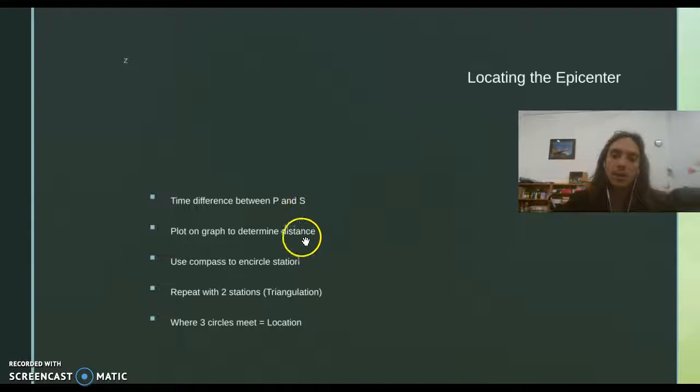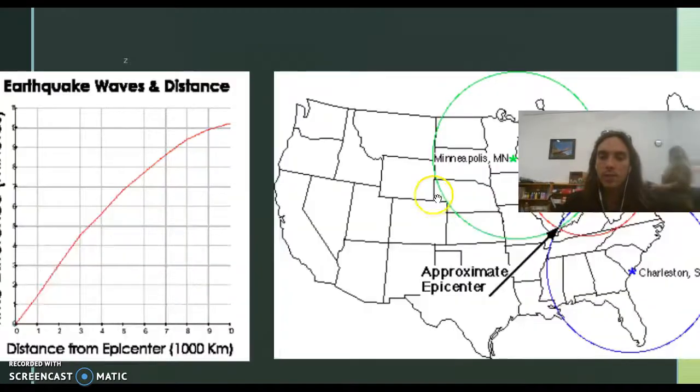And then we use a compass to encircle a station, like a seismograph station. So what we're doing is we're using this distance that we gathered from the time difference between P and S, and then we're creating a circle of that distance around the station that recorded that energy. And then we repeat that with 2 more stations, and those 3 circles meet. And where those 3 circles meet is going to be where the epicenter of that earthquake is.